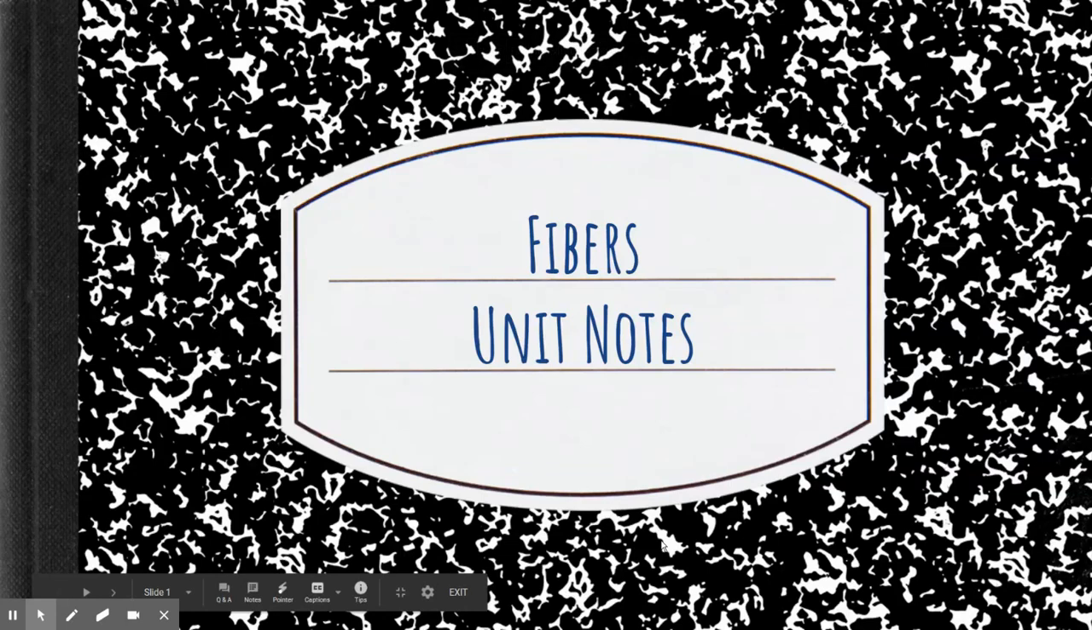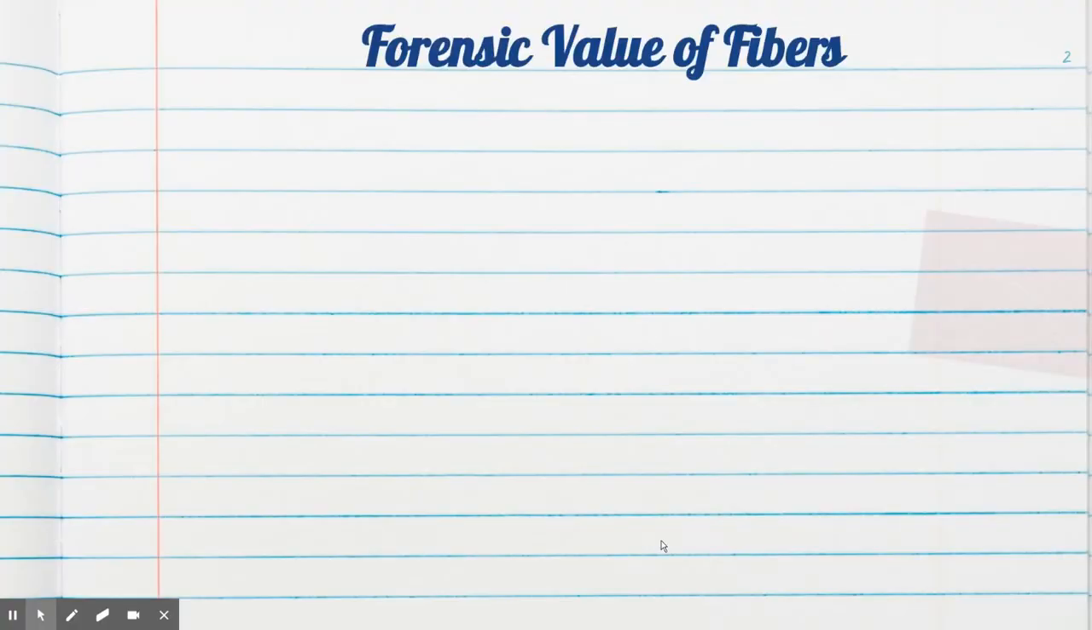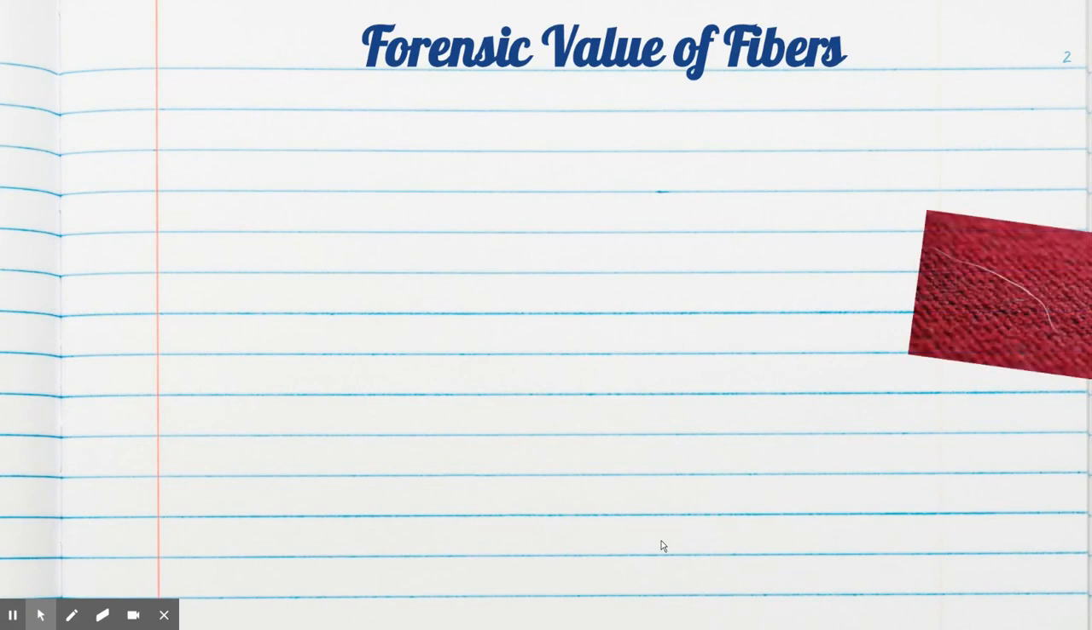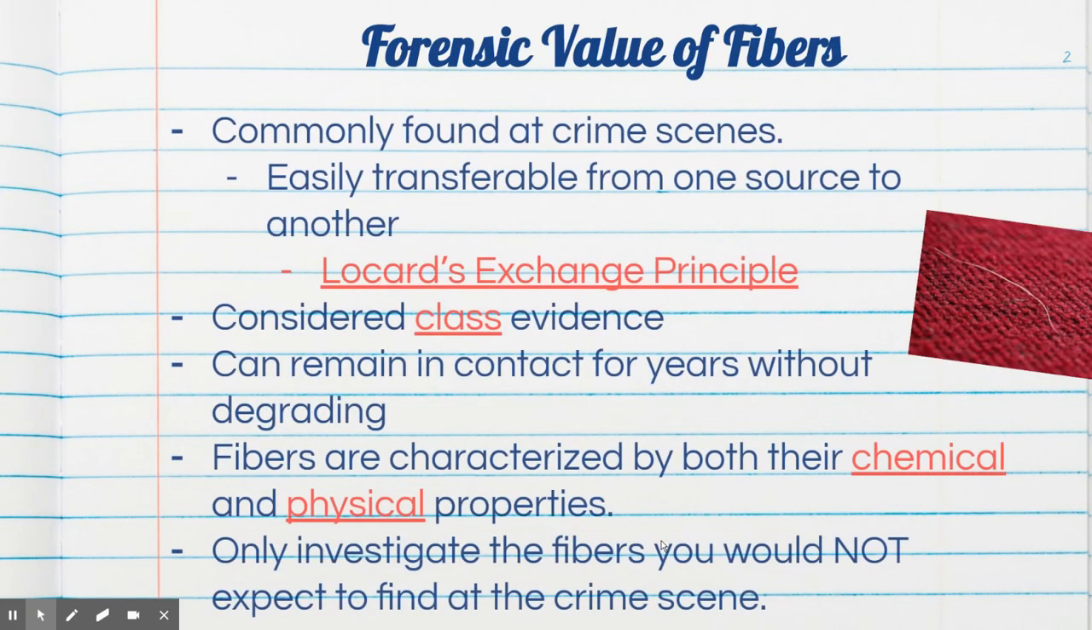Okay, forensic students, we're going to start talking about fibers and how they can be used in crime scene investigation. There is a forensic value to fibers found at a scene. They're almost always found at crime scenes, because they're easily transferred from one source to another. That's Locard's exchange principle. Every contact leaves a trace.